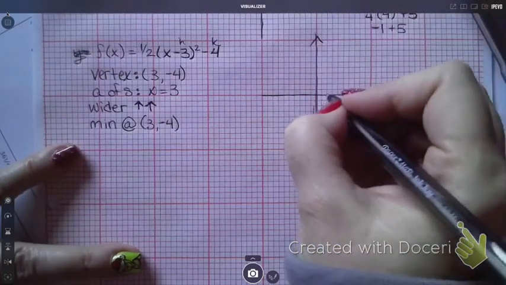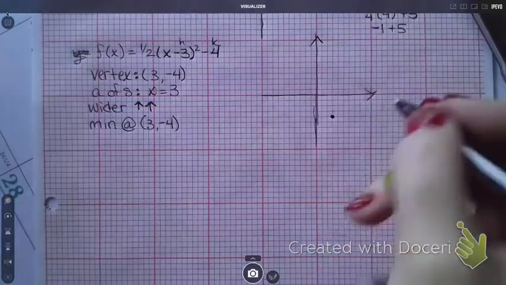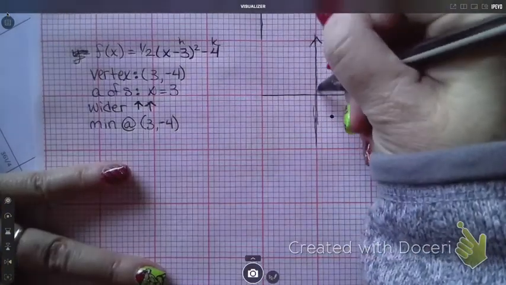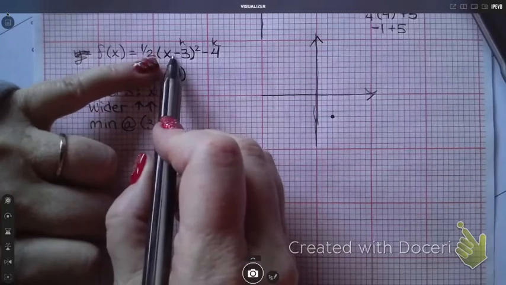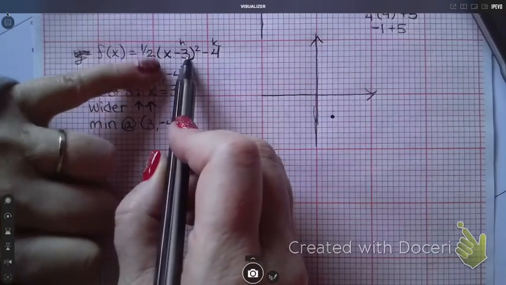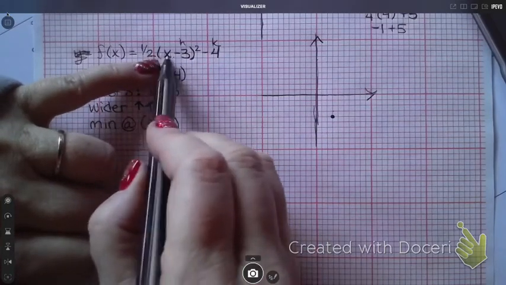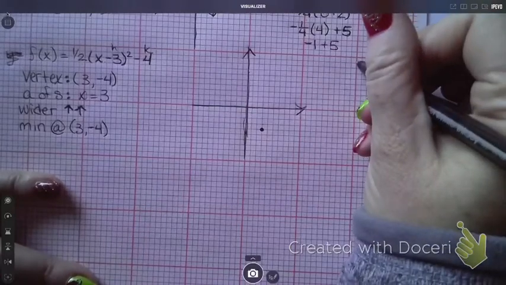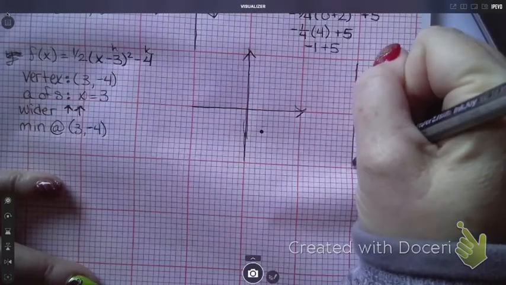So 3. Get your vertex. And I always try to do the y-intercept again just because it's 0 and it's easier. But if I do the y-intercept, am I going to get something divisible by 2? No. So let's not do the y-intercept. If I put in a 1, am I going to get something divisible by 2? Yes. So I want 1. What other number do you want? What about 2? Those are really close, aren't they?